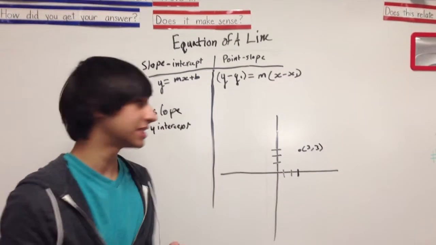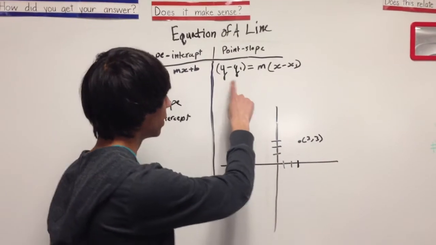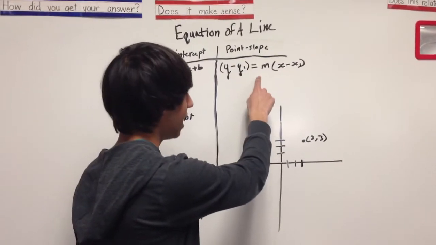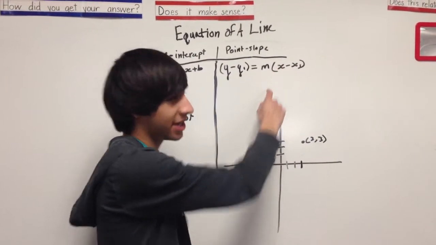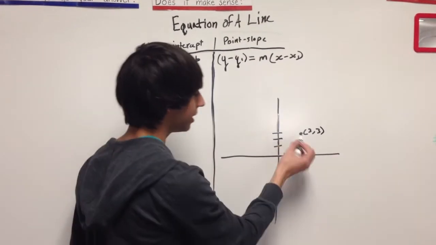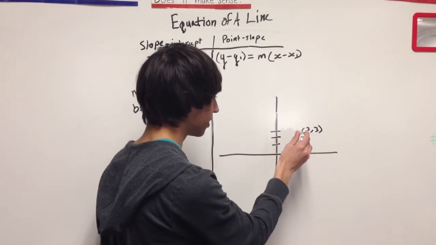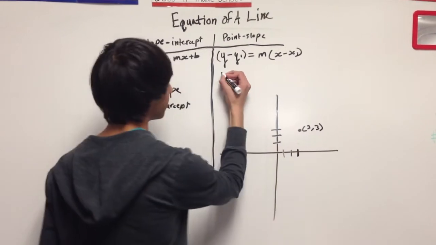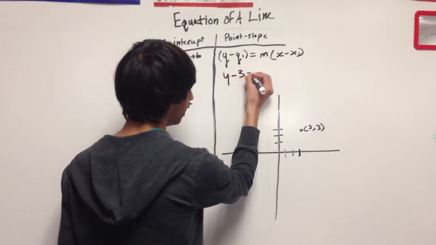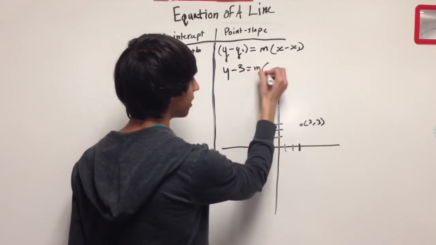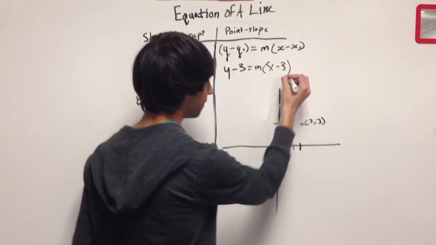The other way to show this is point-slope form, where you do y minus y1 equals m times x minus x1. For this, say the point on your graph is 3, 3. So you do y minus 3 equals whatever your slope is, times x minus 3.